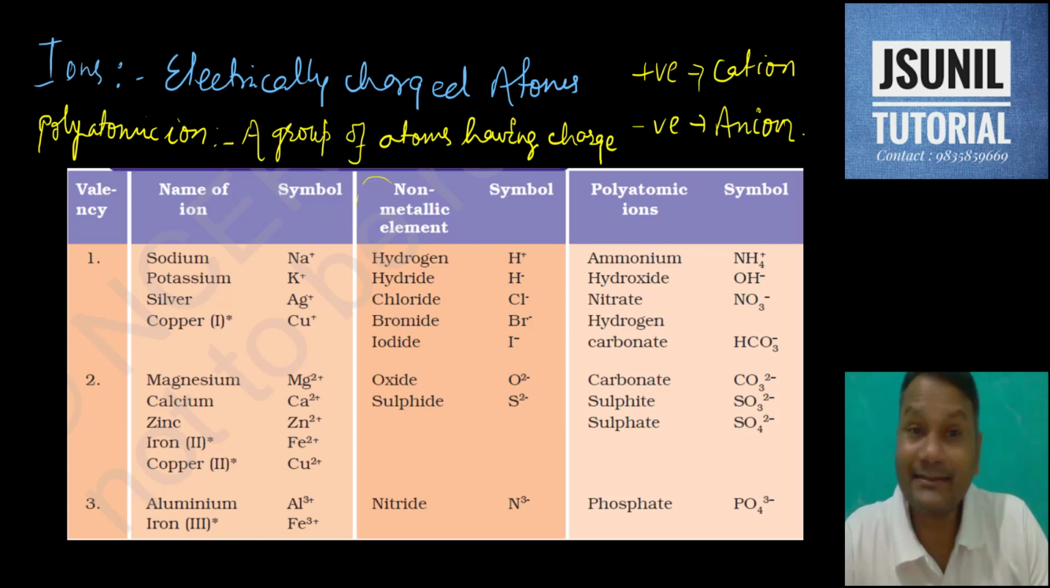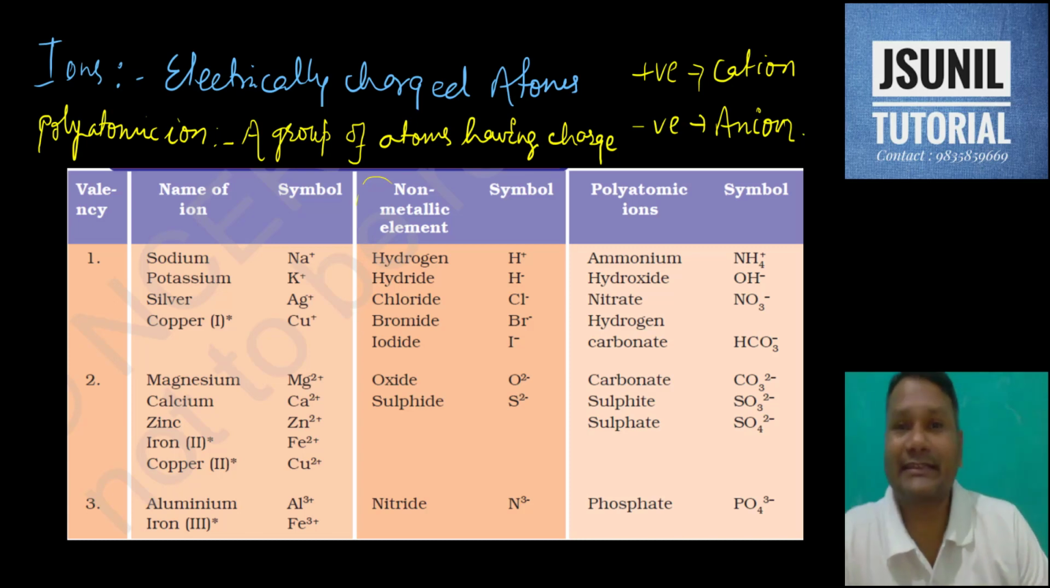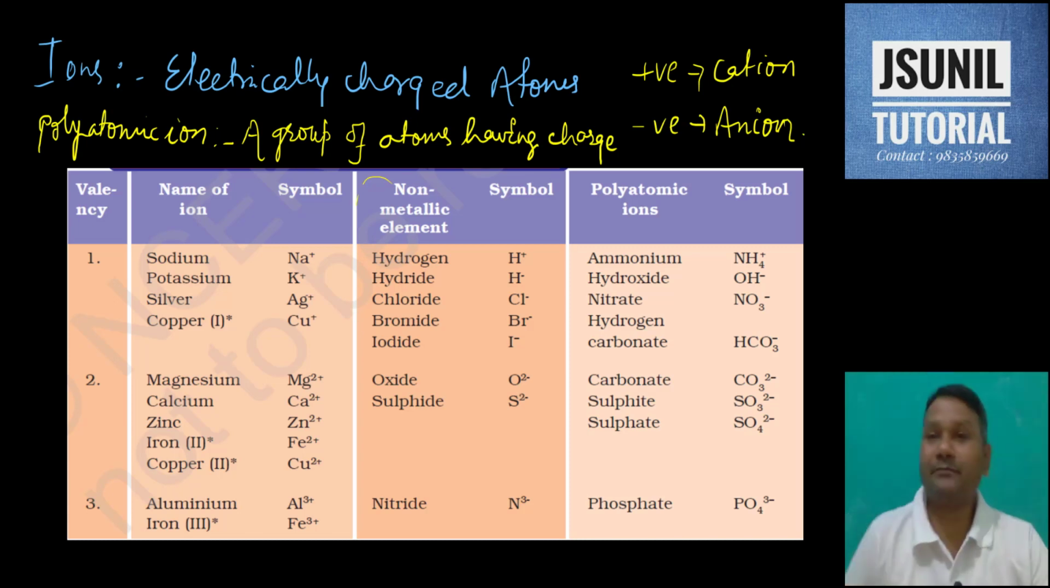Now, what is an ion? An ion is an electrically charged atom. If it has a positive charge, it is called a cation. If it has a negative charge, it is called an anion. And if there is a group of atoms having a charge, it is called a polyatomic ion.